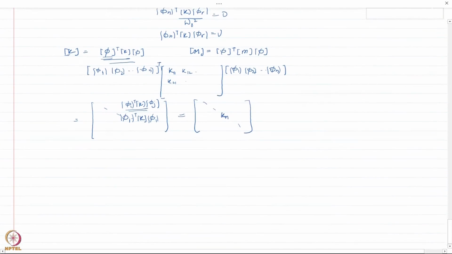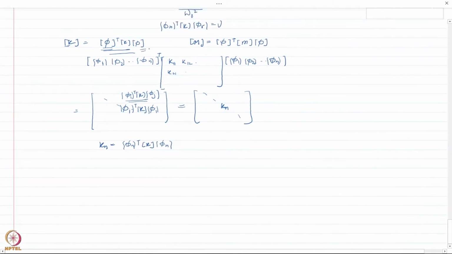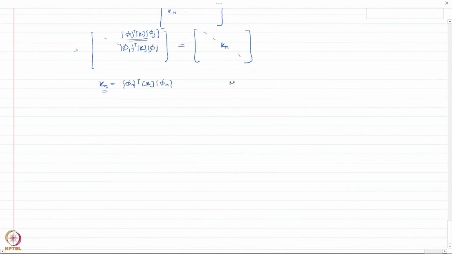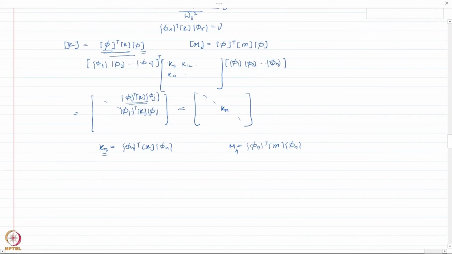Okay, and those diagonal terms can be written as Kn. So if you consider the nth diagonal term, the Kn can be written as phi n transpose times K times phi n. So this matrix is actually a diagonal matrix, and each element of this diagonal matrix can be represented as Kn equal to mode shape transpose times K times the same mode shape. Similarly, for the mass matrix as well, I would get a diagonal matrix, and the nth element of that diagonal matrix can be written as phi n transpose times the mass matrix times phi n, and both these are obtained utilizing the condition of orthogonality of the mode shapes.